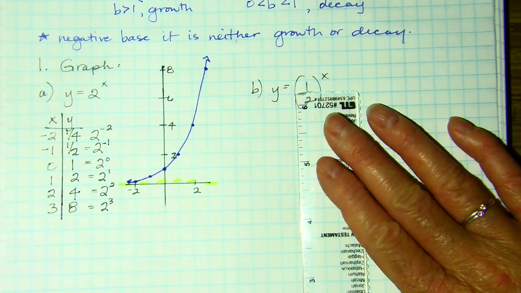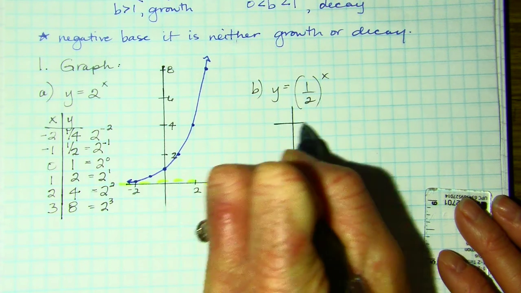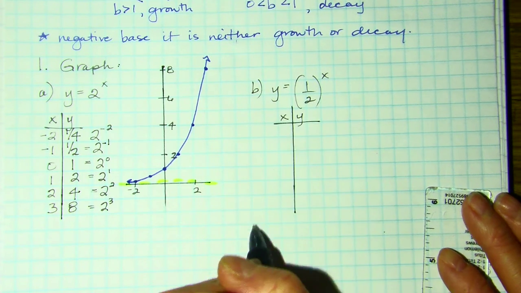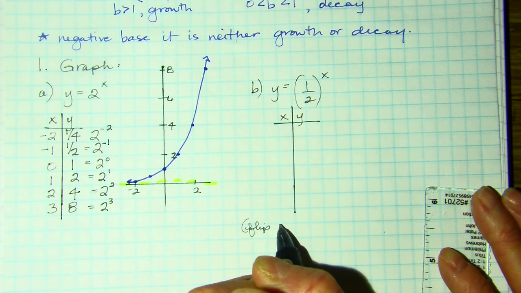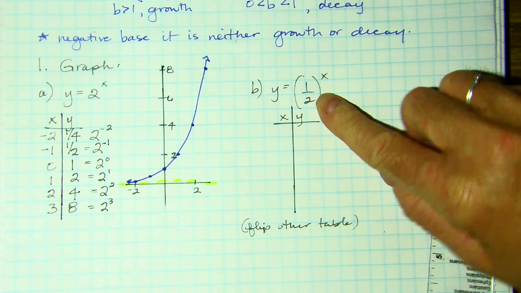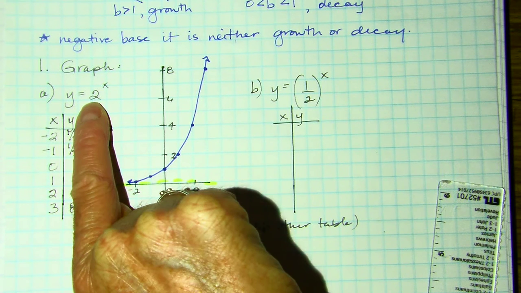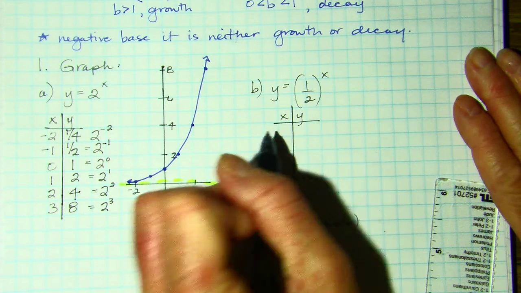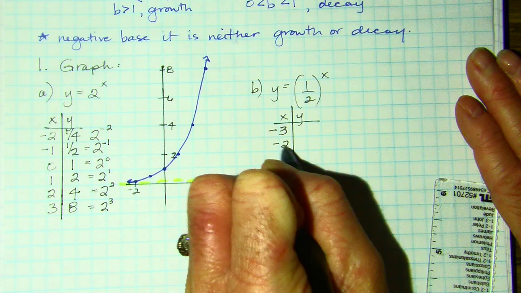Now 1/2 to the x would literally be the reciprocal of the other table. So this would be if I flip it. Because this is 1/2 to the x, it would be a reciprocal of 2 over 1, so the graph is a reciprocal. So I'm going to use the same graph, but I have to go to -3.